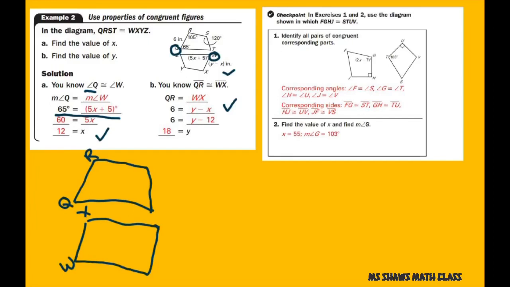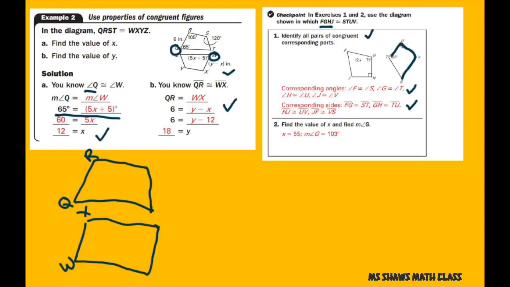So it's saying here that FGHJ polygon, FGHJ is congruent to STUT. So you just write down the corresponding angles. If it helps to turn around the diagram, you do. That's what I usually do. And then you just write down the sides.